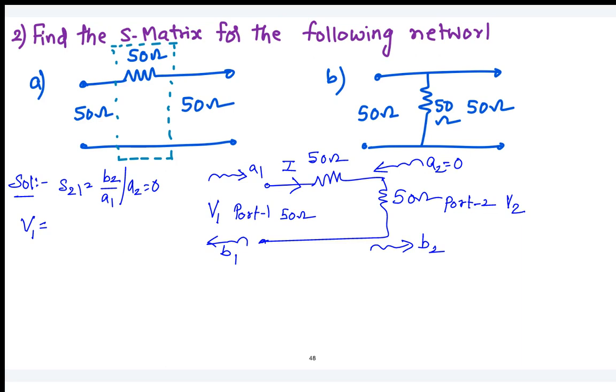So I can say V1 is the sum of A1 plus B1, and V2 is the sum of A2 plus B2, using our basic equation. First one, V1 is equal to A1 plus B1 and V2 is equal to A2 plus B2. In this case, your A2 is 0. When A2 is 0, your V2 is basically B2 itself.